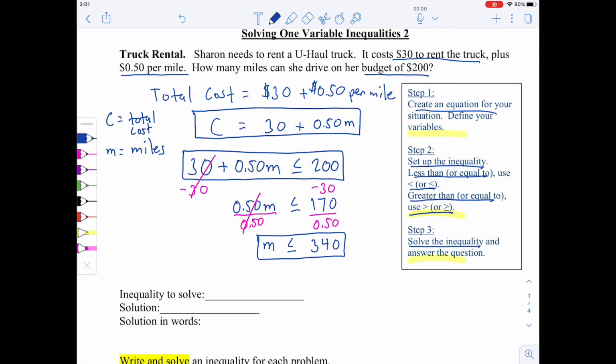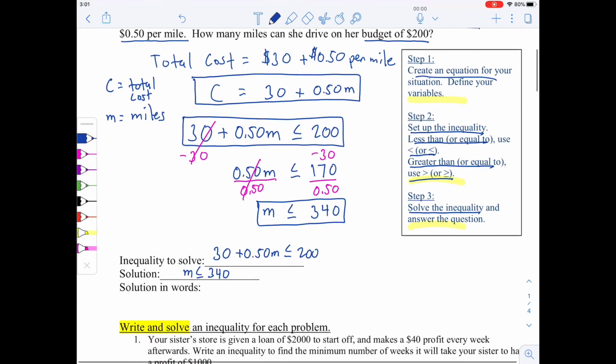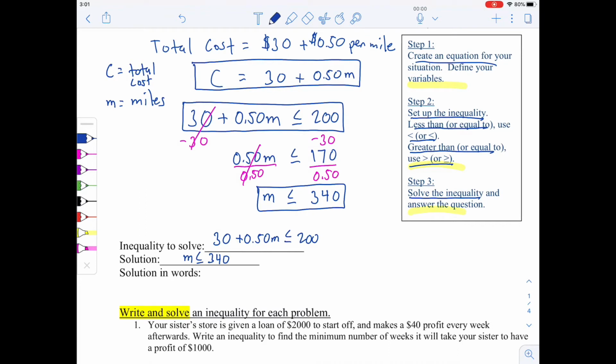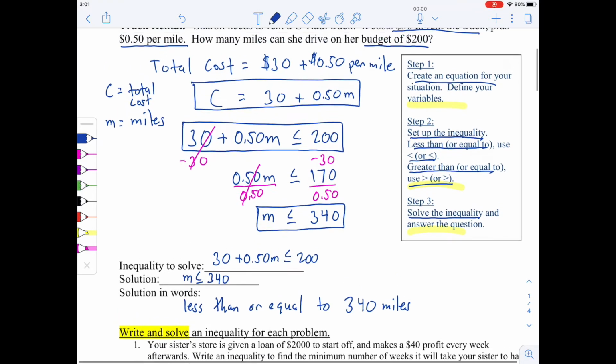Okay, and we're going to write the inequality to solve, which we just did: 30 plus 0.50 M is less than or equal to 200. So that's the inequality we wanted to solve. And the solution is M is less than or equal to 340. And what that means in words, because you always have a word problem, you have to have your answer in words, right? So this person can drive less than or equal to 340 miles. So make sure you write it out in words and also your inequality symbol.